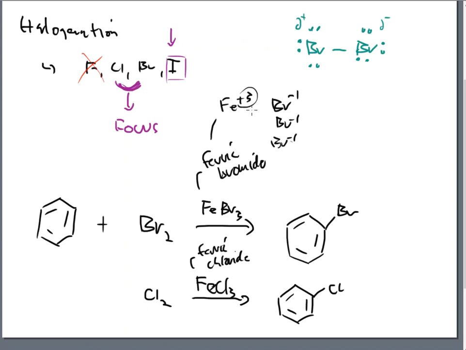FeCl3. So, in this reaction, we're taking benzene, we're reacting it with diatomic bromine or diatomic chlorine in the presence of ferric bromide or ferric chloride, and we are producing bromobenzene or chlorobenzene as a product.